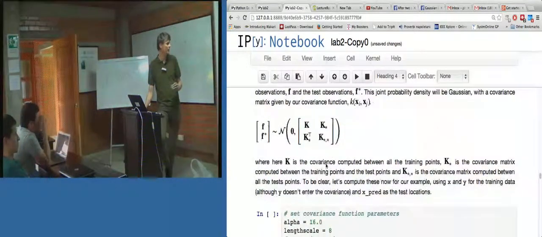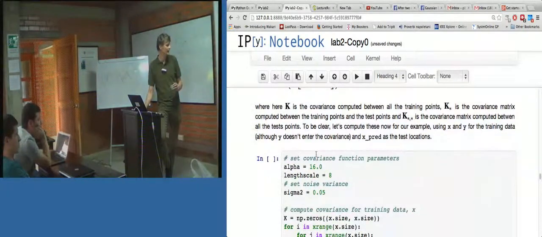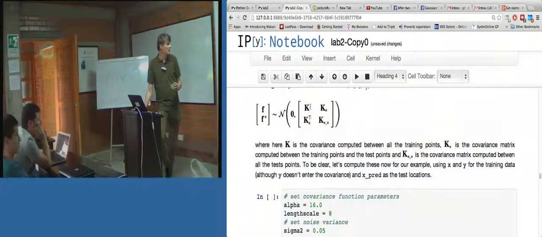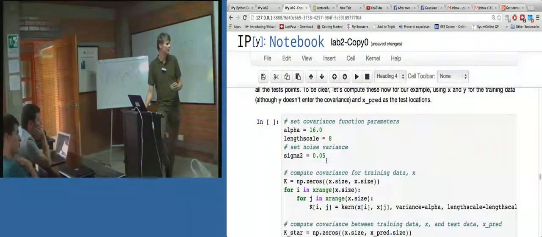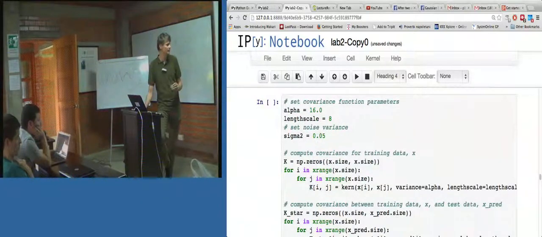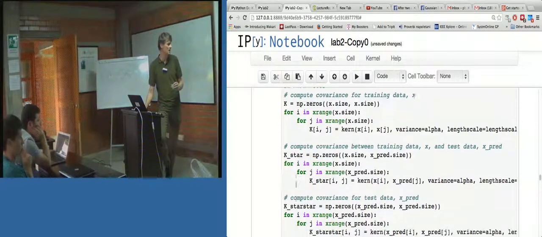And now we can make predictions directly using this structure of the covariance matrix. So the next bit in the lab is to take our understanding now of how we make predictions across f star and f, or y star and y, and just build that directly. So what this next bit of code does is it sets up some covariance function parameters. It then constructs the three different kernel parts. It constructs k, it constructs k star, and k star star.